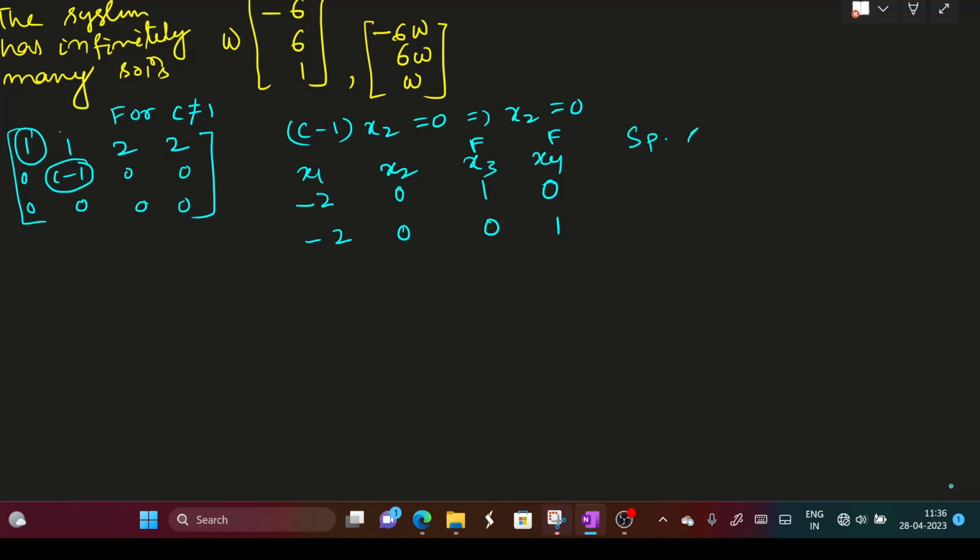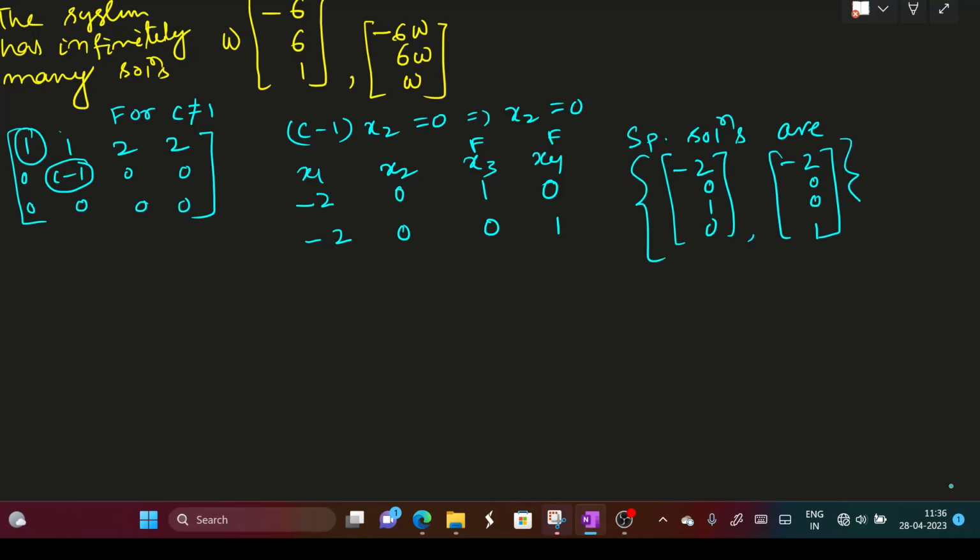So what are the special solutions? I can write it as -2, 0, 1, 0 and -2, 0, 0, 1. If we directly write like this, then also it is okay. It is not any problem. But I will prefer to write x3 here and x4 here, because it gives more information.